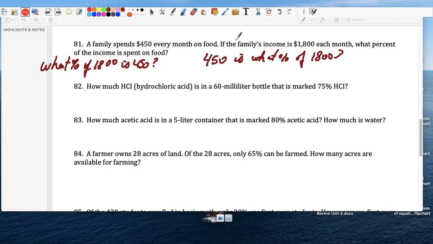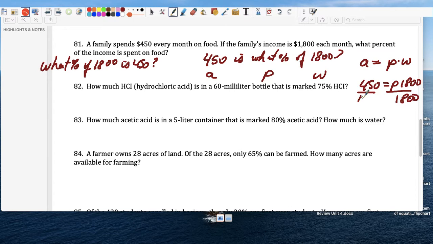So, okay. A equals PW. A is 450. Percent is what we're looking for, and the 1,800 is our whole number. So we get 450 and 1,800. Divide both sides by 1,800. So the decimal first of all, 450 divided by 1,800 equals 0.25. Multiply that by 100, and we get 25% of the income is spent on food.